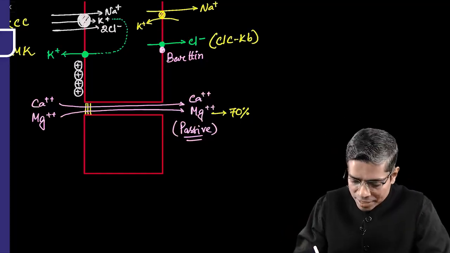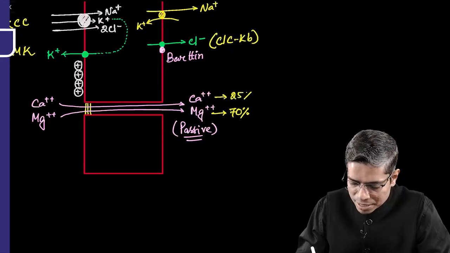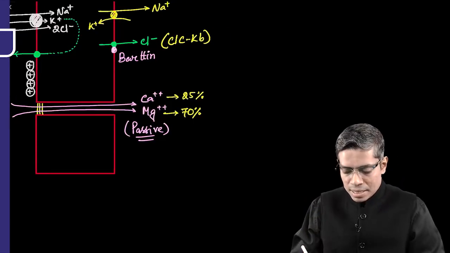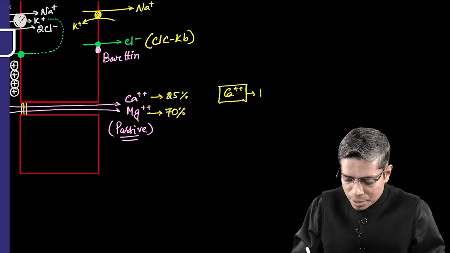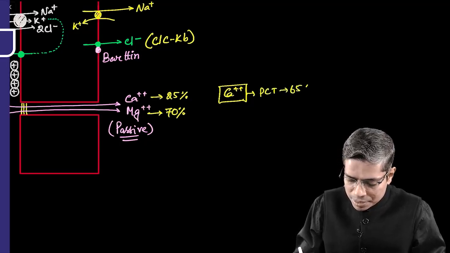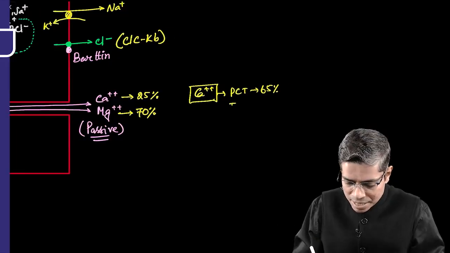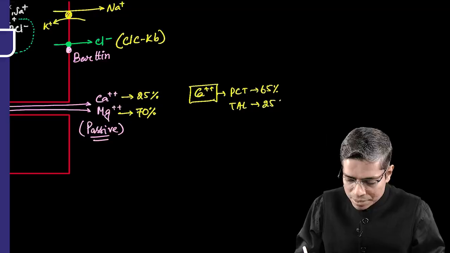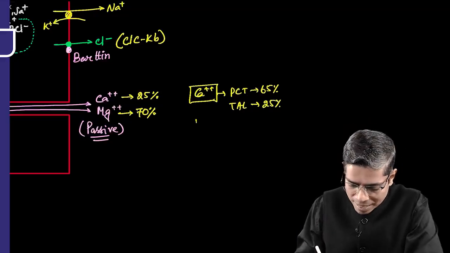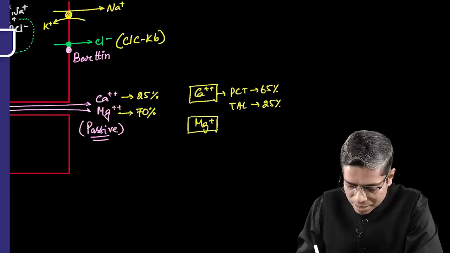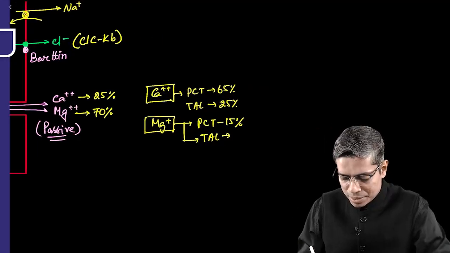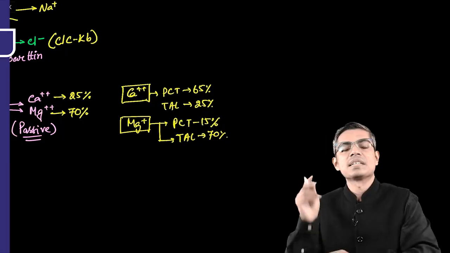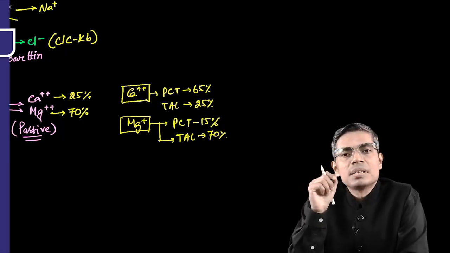And what about calcium? By this way, calcium reabsorption at the level of TAL is only 25%. So calcium reabsorption maximally occurs at the level of PCT. PCT reabsorbs 65% of the calcium, right? And this TAL reabsorbs only 25% of the calcium. But magnesium reabsorption at the level of PCT is only 10 to 15% of the total magnesium. And at the level of TAL, this is the maximum percentage, that is 70% of the total magnesium reabsorption.